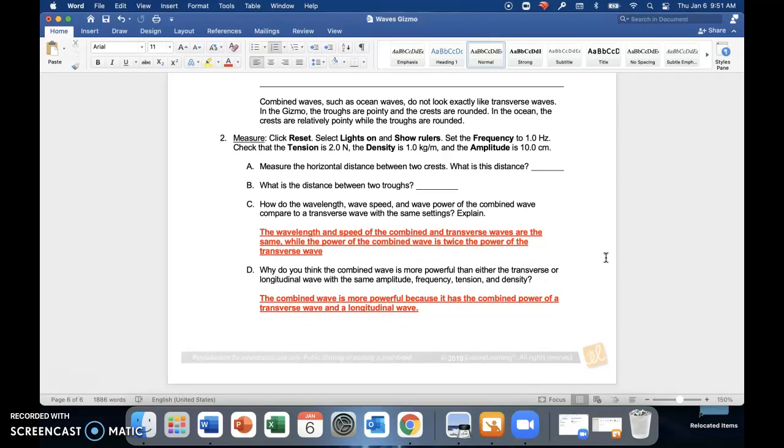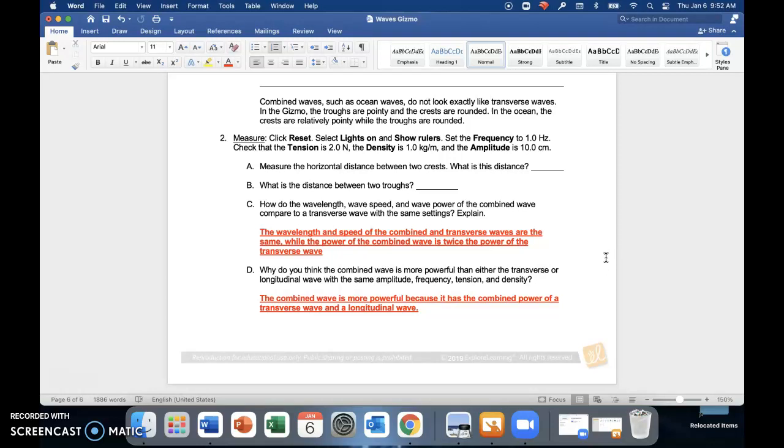The 2 things that I wanted to point out and make sure you understood was how do wavelength, wave speed, and wave power of the combined wave compare to the transverse wave with the same settings. You should have found out that wavelength and speed of the combined and transverse waves were the same. However, the power for the combined wave is twice the power of the transverse wave. So wavelength and speed stay the same, but the power is twice as much in the combined wave.